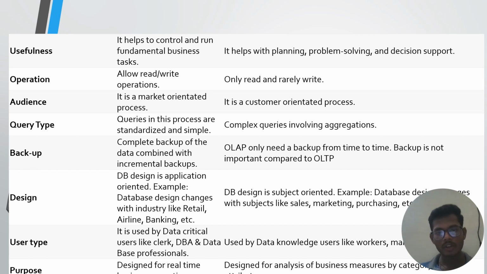User type for OLAP and OLTP. OLTP is used by data critical users like clerks, DBAs, and data workers, while OLAP is used by knowledge workers, managers, etc. Purpose. OLTP is designed for real time, and OLAP is designed for analysis of business.